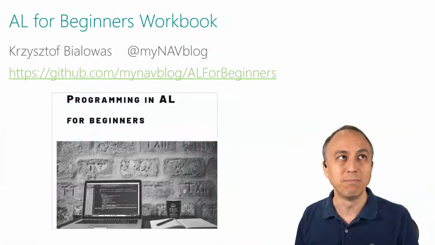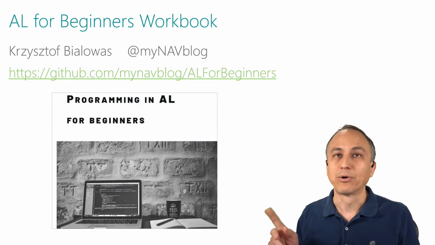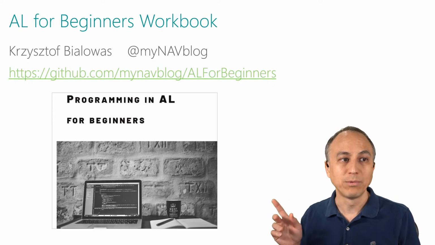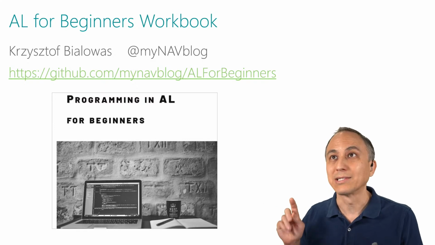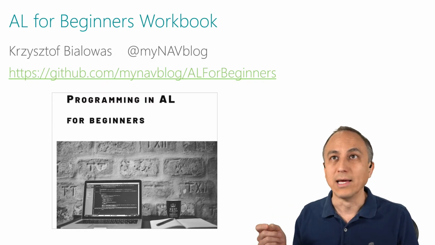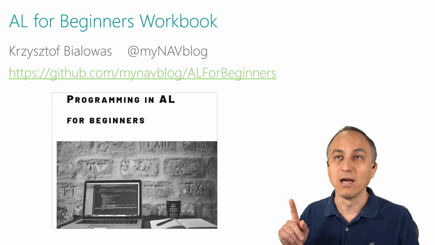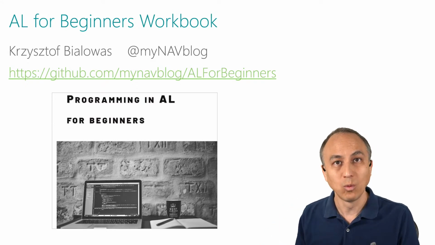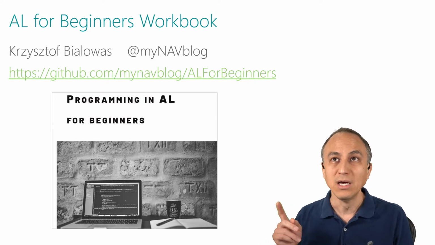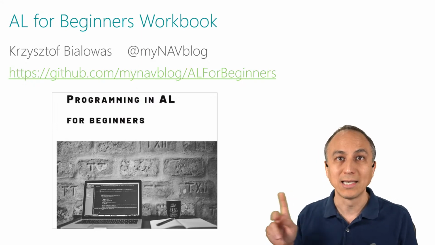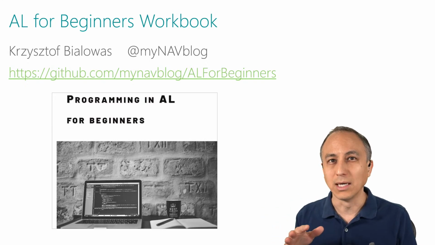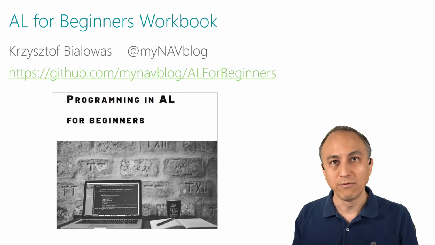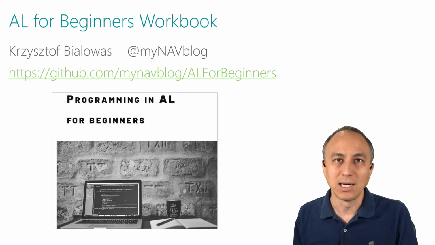And what is this about? This is based on the Programming in AL for Beginners workbook by Christoph, and you can find him on Twitter at mynavblog. This Programming in AL for Beginners is a free workbook. It's about a 100-page PDF that you can download. He has posted it on GitHub. Now, this version was released, I think, around November, December 2019. So it's a little over a year old now, but most of the content should be the same.